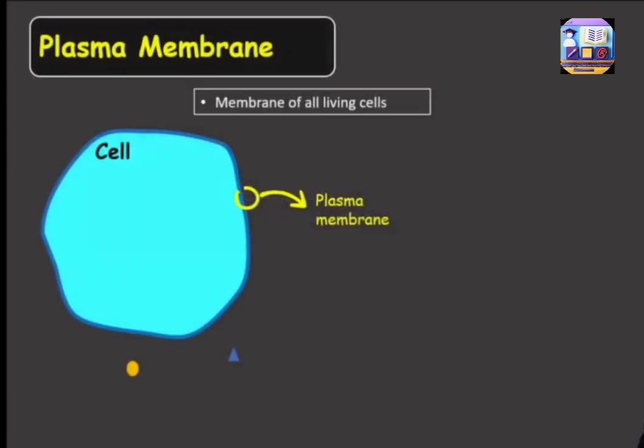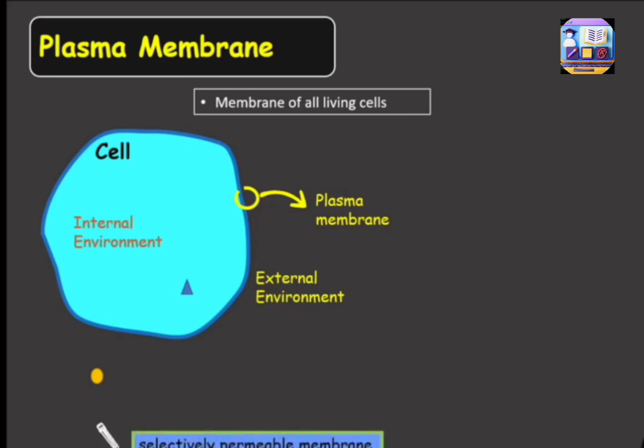Now, when we talk about plasma membrane, it is the limiting boundary in all living cells. The plasma membrane actually segregates the internal environment of the cell from the external environment, and at the same time it allows certain molecules to pass through it but inhibits others from passing through it. This particular nature of plasma membrane is considered its selectively permeable nature.